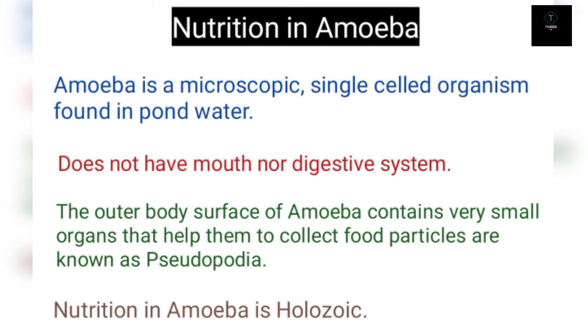Nutrition in amoeba is an example of holozoic nutrition. Amoeba is a microscopic, single-celled organism found in pond water. They live in pond water. They do not have any mouth or digestive system. The outer body surface of amoeba contains very small organs called pseudopodia that help them to collect food particles. Nutrition in the amoeba is holozoic.